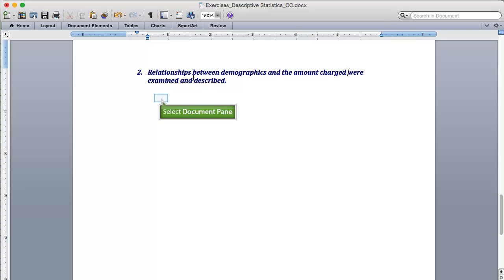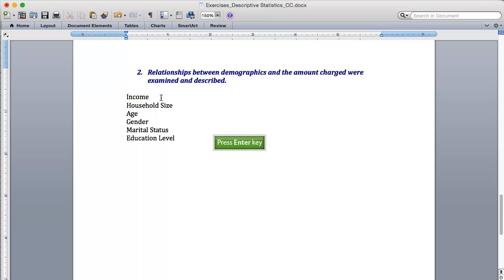Okay, so we have the demographics: income, household size, we also have age, gender, marital status, and we have education level. These are our independent variables, and we would like to know what effect, if any, or what relationship, in other words, these cardholder demographics may have with the amount charged.